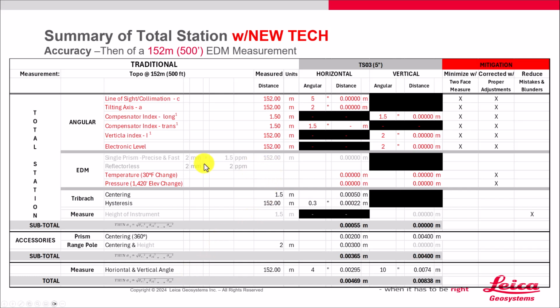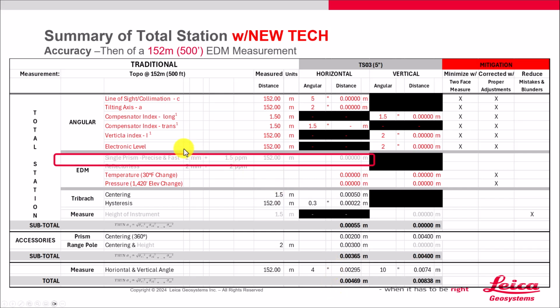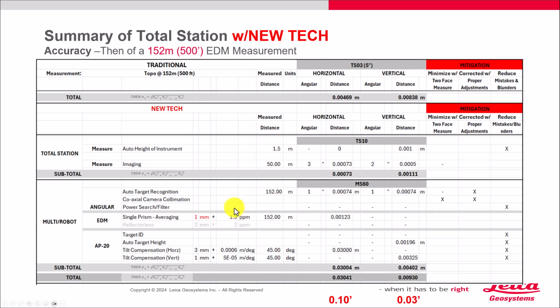All right, now, remember when we did this earlier with the total station? We've got all these errors that we compensated for, and most of them are zeros. Tribrach measure, prism pole with accessories, range pole, prism and range pole, took a measurement, and now we've had to eliminate this single prism, the EDM part here, because we have different accuracies that we're going to have to deal with, and that height of instrument. So how is this affected?